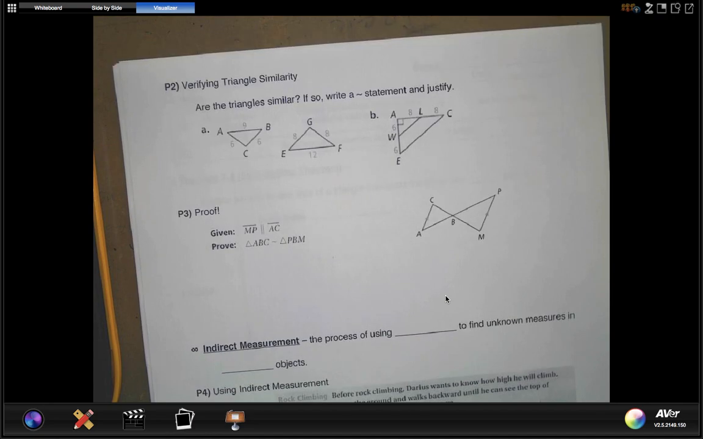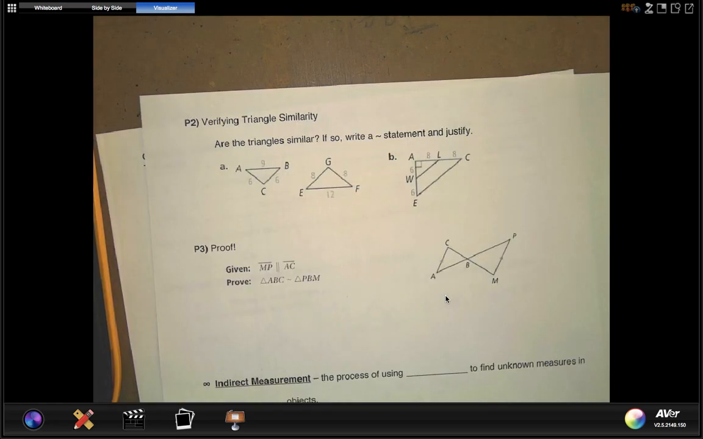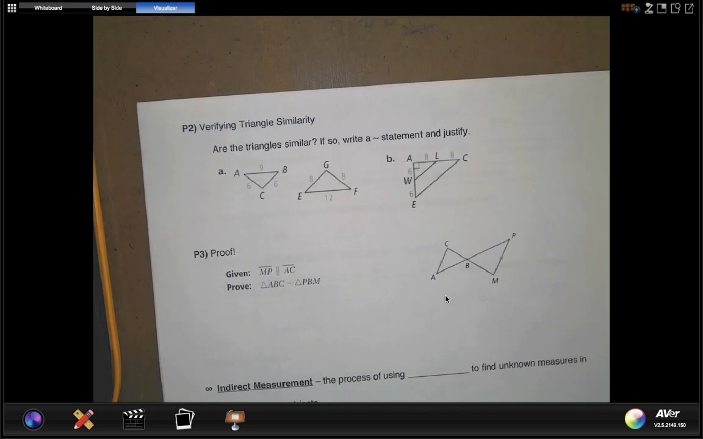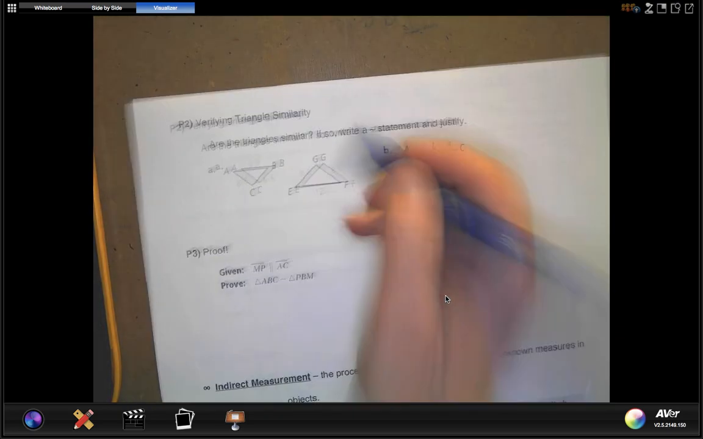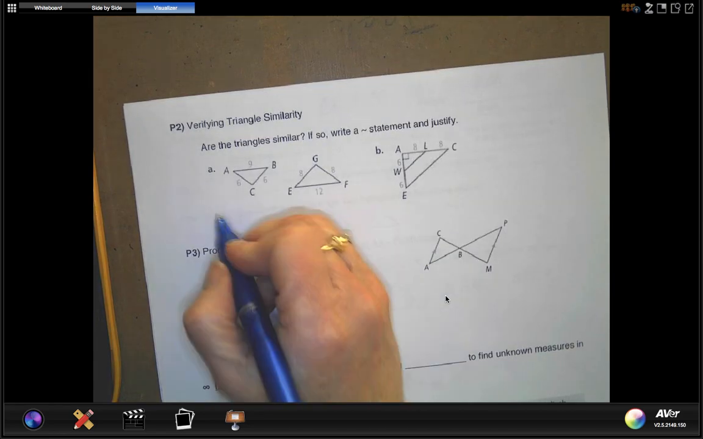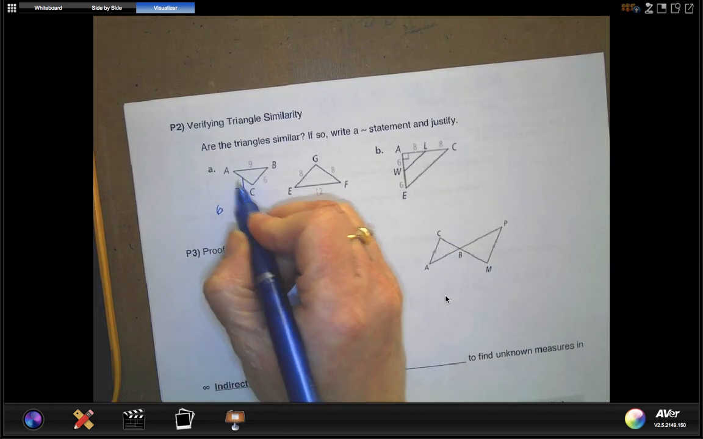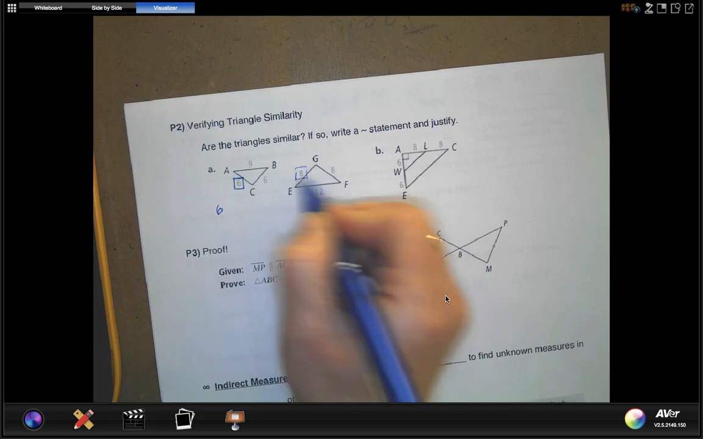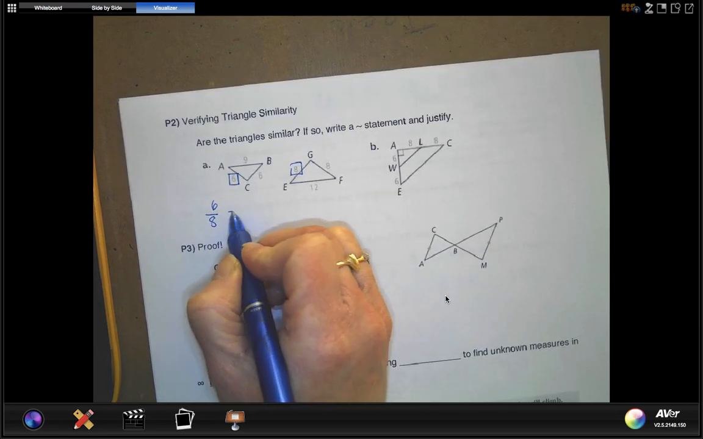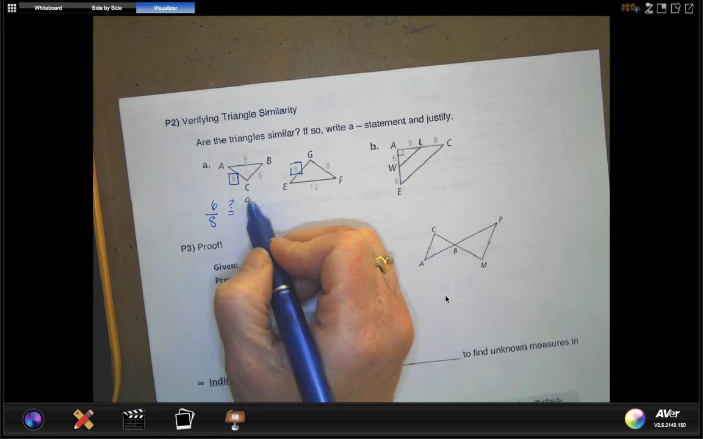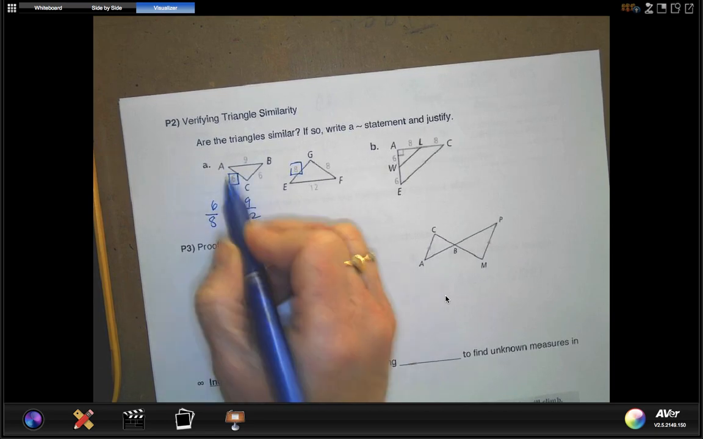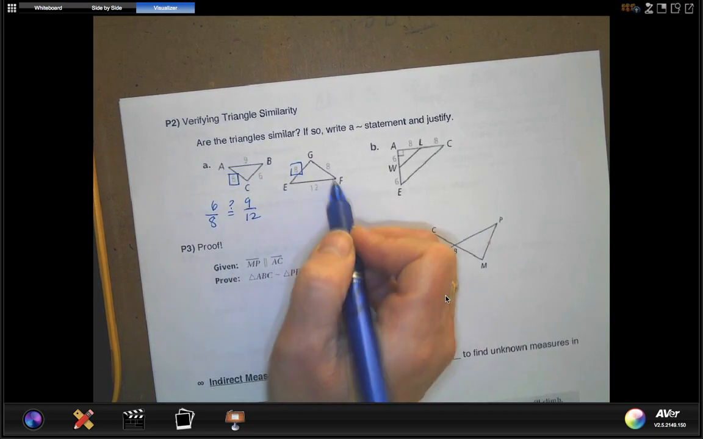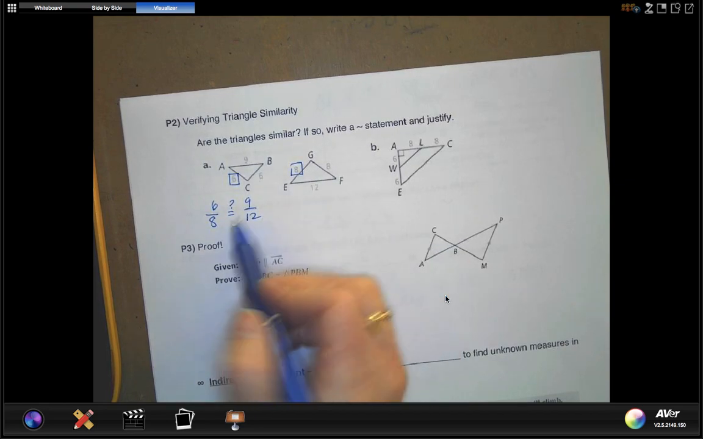All right, are the triangles similar? If so, write a similarity statement and justify. So when I'm looking at this one right here, I don't know anything about the angle, so the only thing I can check are the sides. 6 smaller than 9, 8 smaller than 12. So 6 over 8, is that equal to 9 over 12? So I'm keeping the triangle ABC on top, triangle EFG on the bottom, okay?